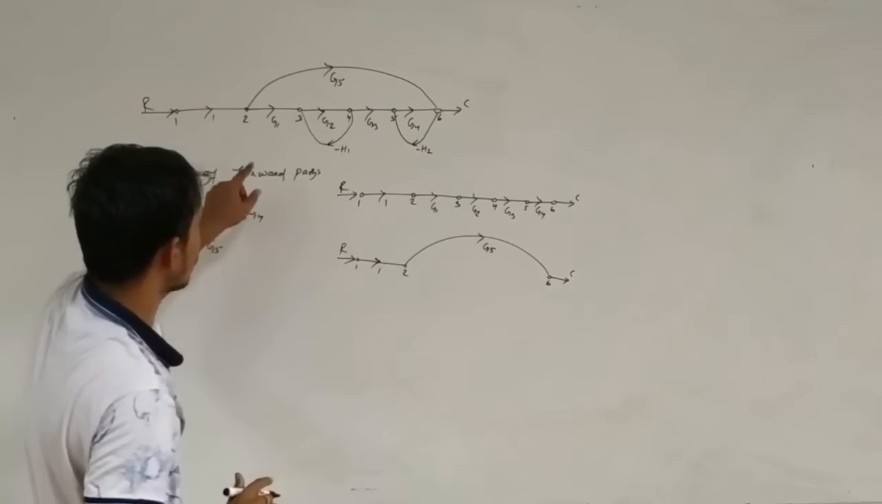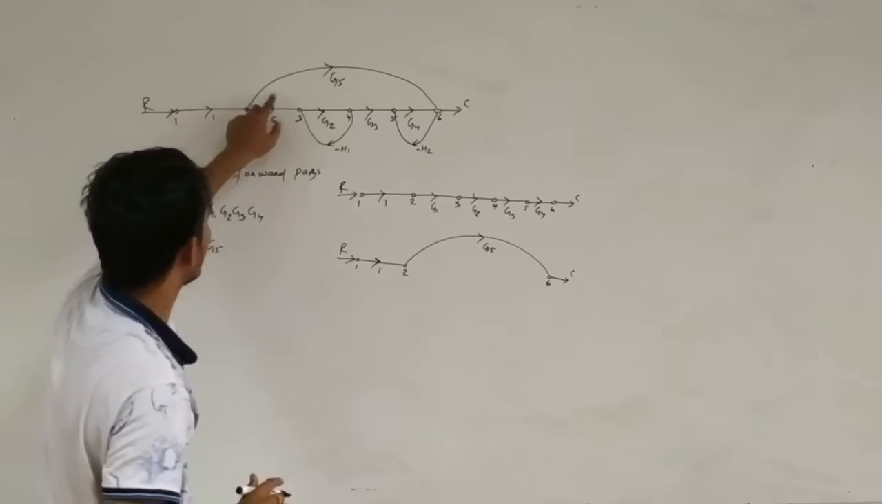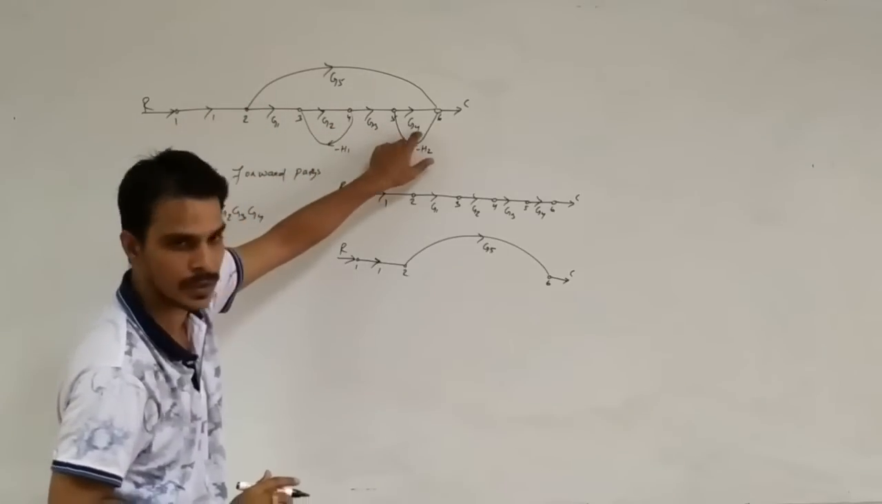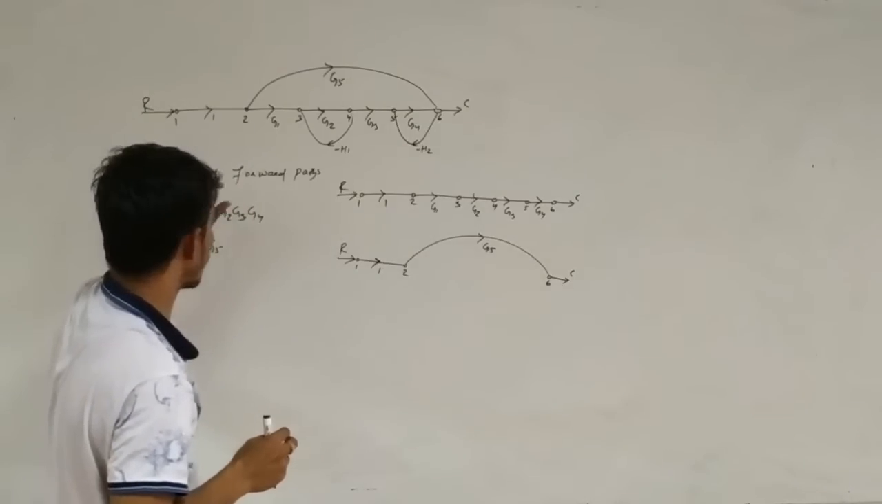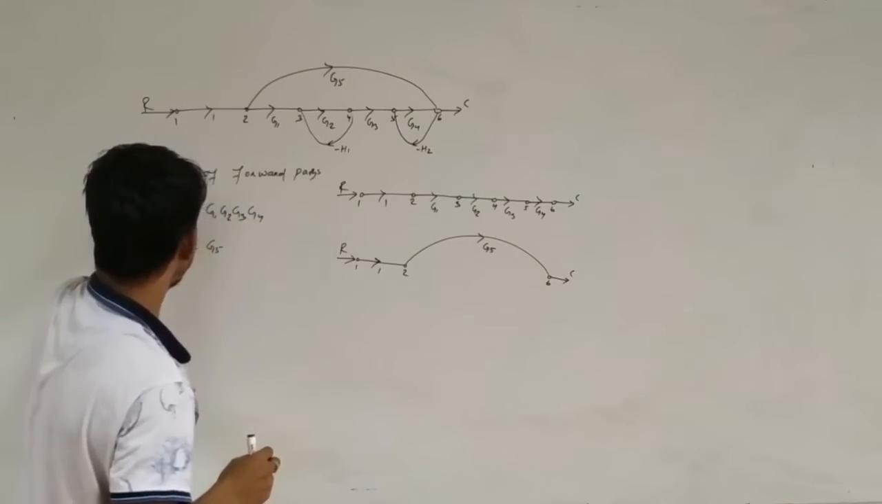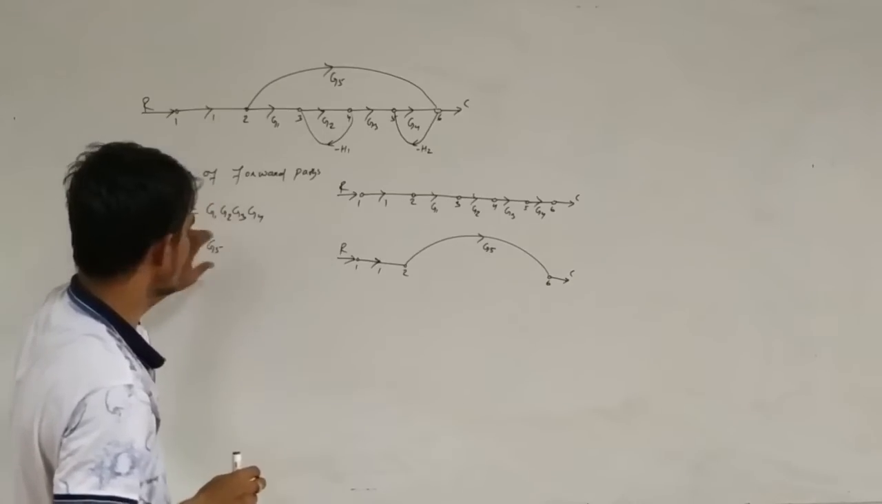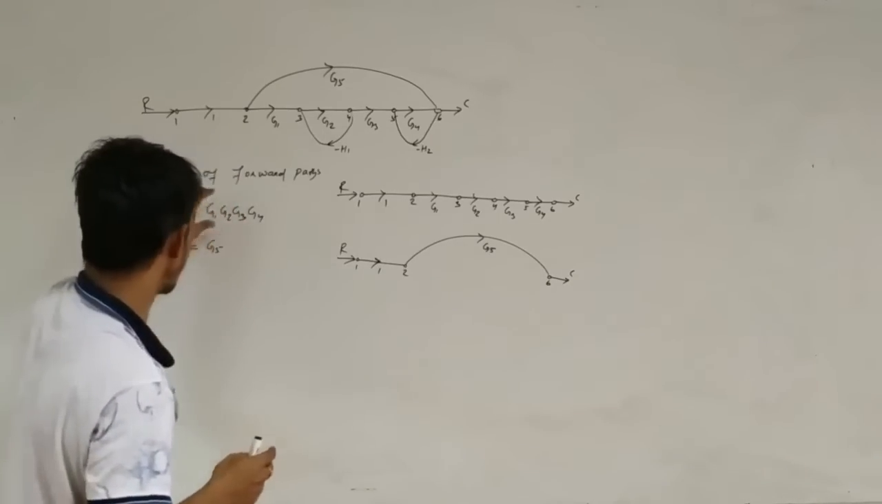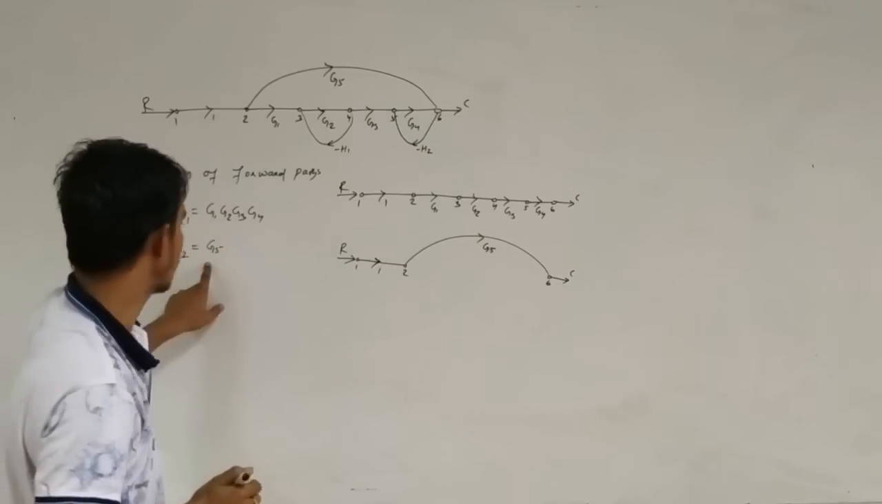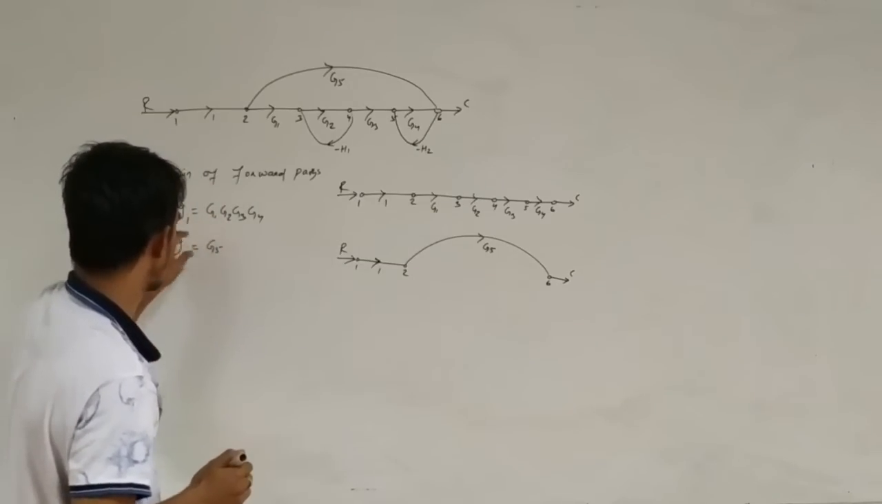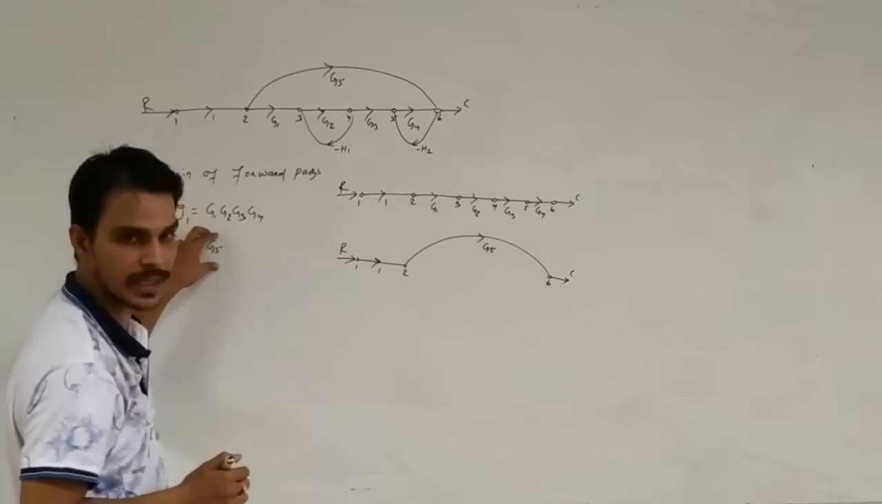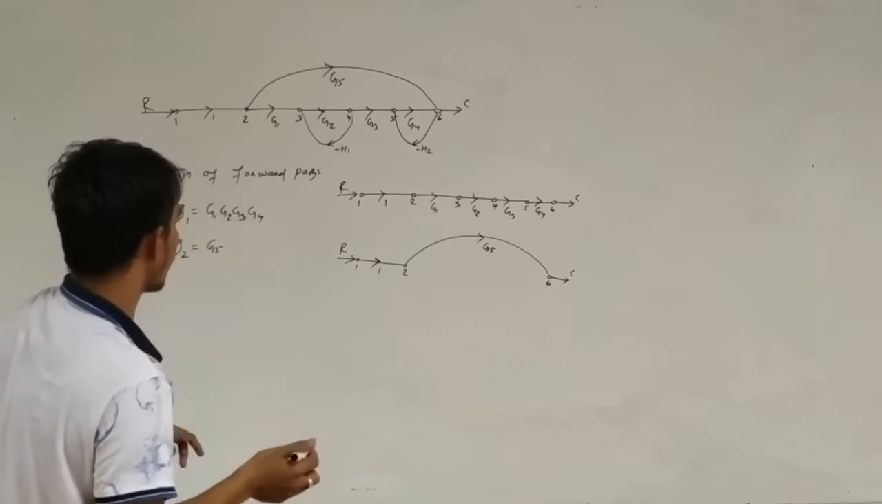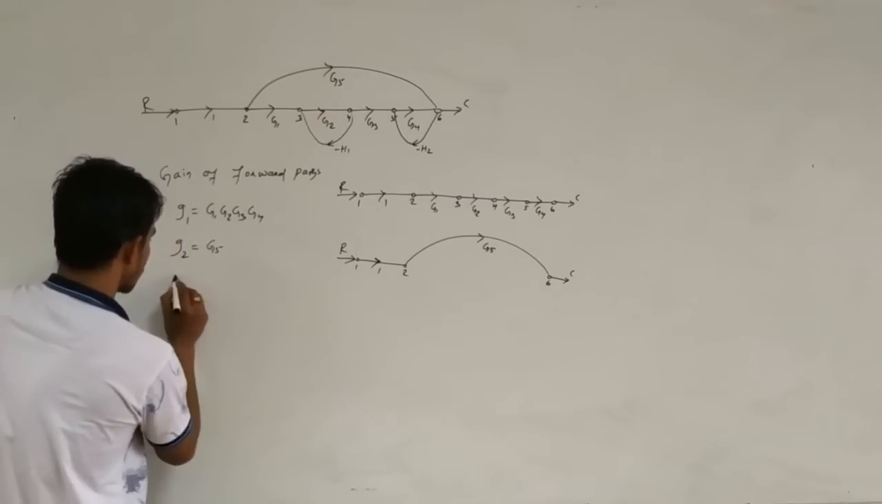Are there any other forward paths? No, this is a feedback path, and this is also a feedback path. So only 2 forward paths are there: the first having gain G1 G2 G3 G4, and the second having gain G5. Next we have to find the individual loops.